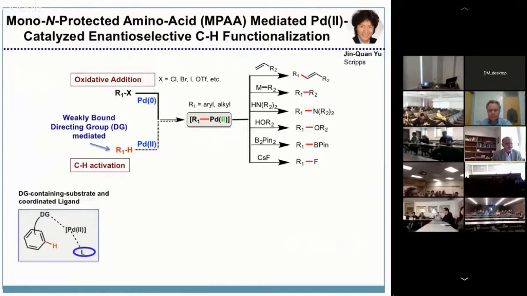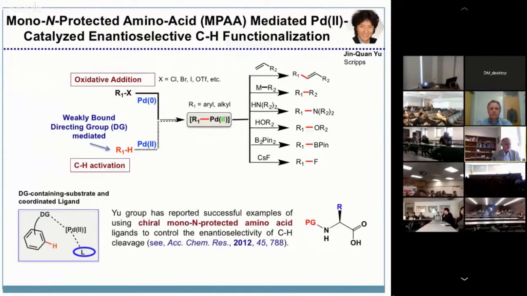One of the major challenges of this methodology is to design a suitable ligand scaffold which can coordinate to the palladium-2 species and stabilize it. Jin-Quan Yu's group found that simple mono-N-protected amino acid ligands can be one such kind of ligand. His group extensively uses these ligands to develop selective CH bond alkylation, amination, borylation, and more.